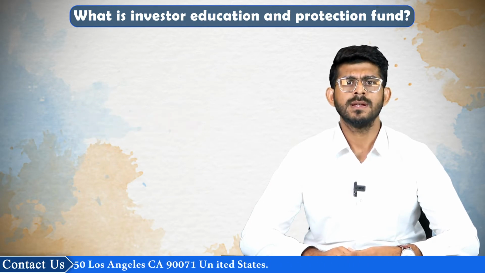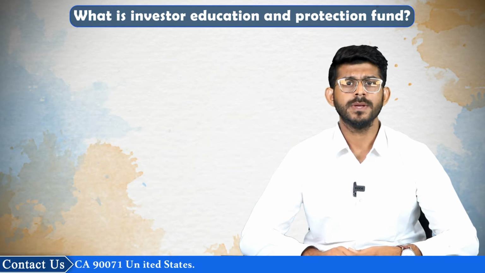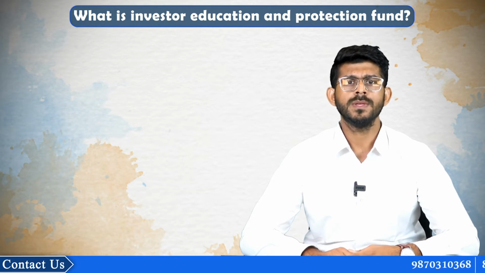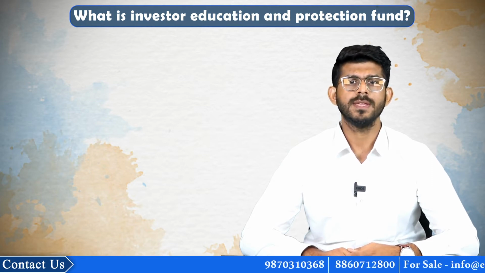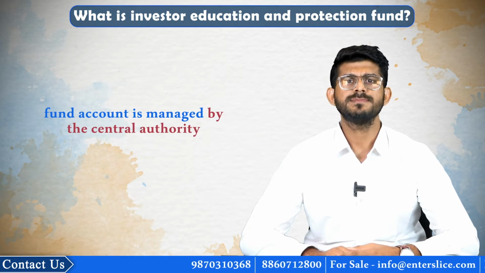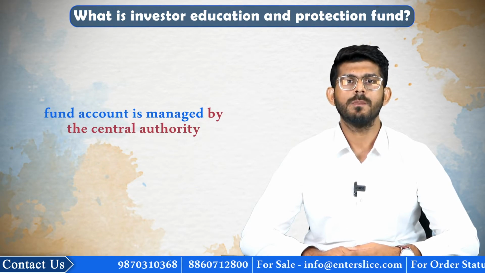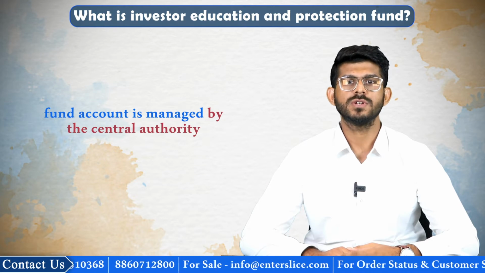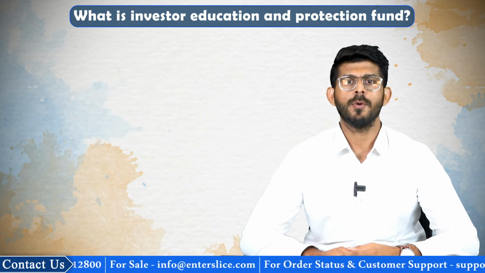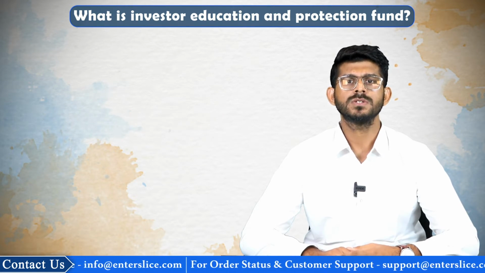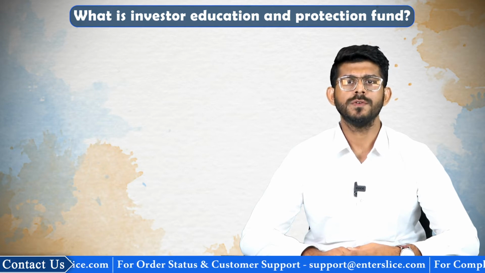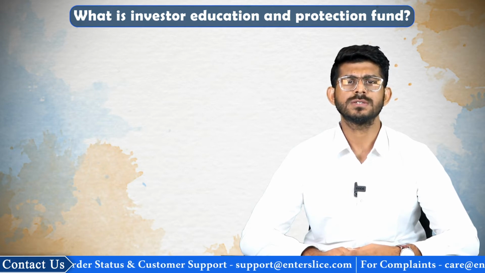It requires that the unclaimed dividend, matured debentures, matured deposits and interests are to be transferred to the fund from the unpaid dividend account of the company after a period of more than 7 years. The fund account is managed by the central authority whose composition is mentioned under Investor Education and Protection Fund Authority, appointment of chairperson and members, holding of meetings and provision for offices and officers rules 2016.